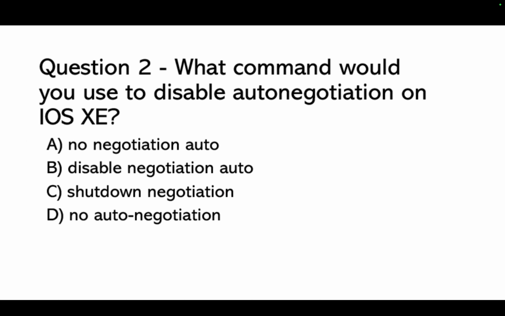Let's go into question 2. What command would you use to disable auto negotiation on iOS XE? So 4 options: no negotiation auto, disable negotiation auto, shut down negotiation, and no auto dash negotiation. Give yourselves a few seconds to pause the video, and please play the answer when you're ready.